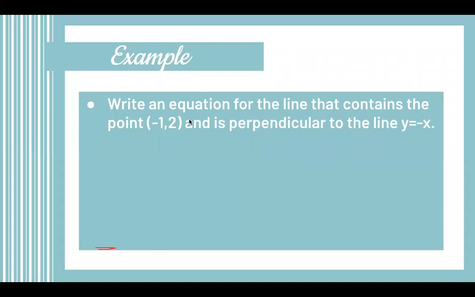Our fourth example is write an equation for the line that contains the point (negative 1, 2) and is perpendicular to the line y equals negative x. So first we can start by figuring out the slope, which is easy if you look at this, because what's 1 over 1? It's 1. So we have negative 1, and the negative reciprocal would cancel out the negative, and so you just have 1.